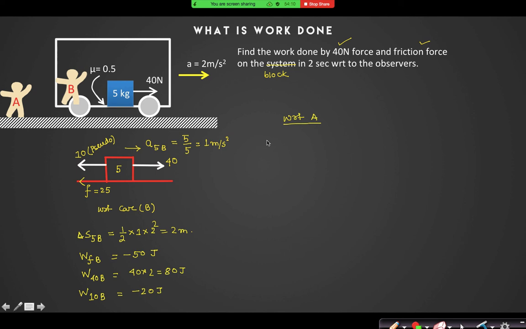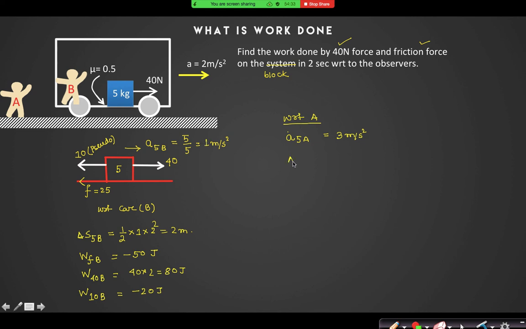Alright. What is work done with respect to A? With respect to A, what is the acceleration of the 5 kg block? 3 meter per second square. Yes. 3 plus 2 plus 1, 3 meter per second square, yes or no? So we'll add them both. Yes, because they are in the same direction.